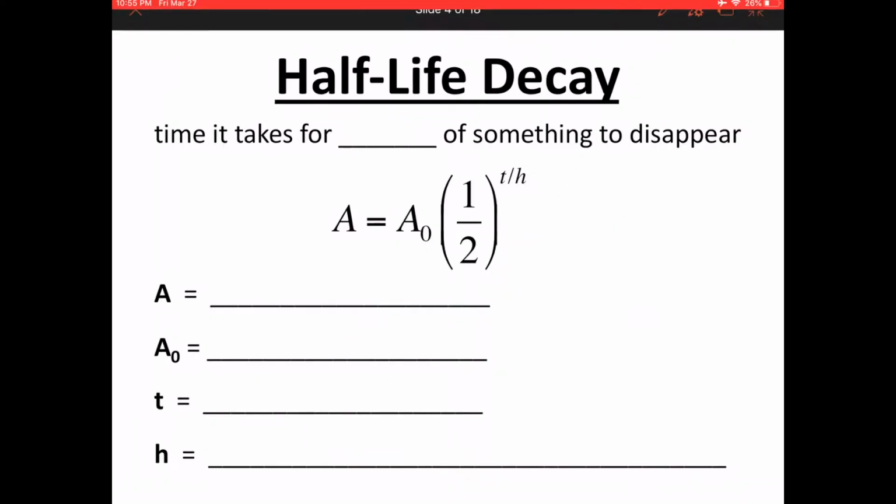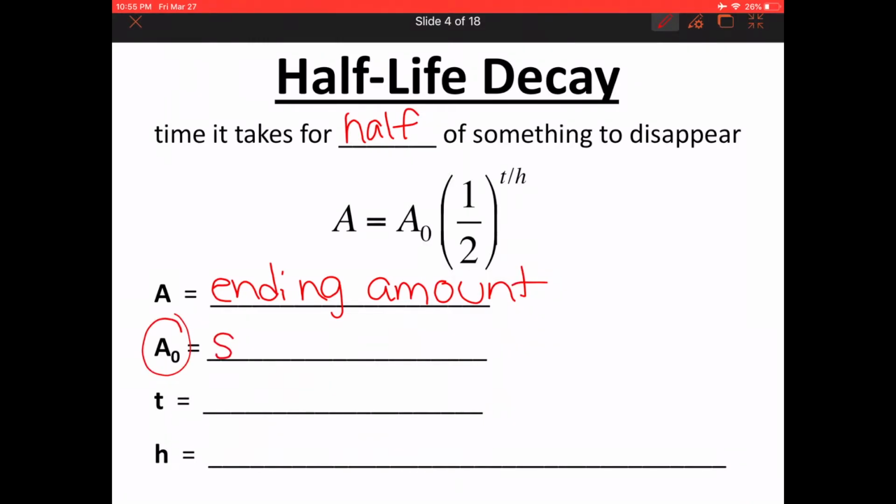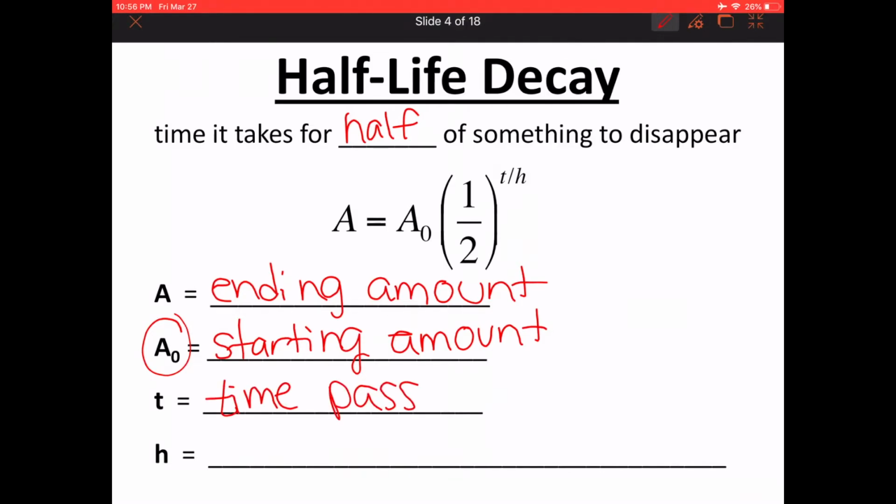My third and final equation that we will be using in this lesson is the half-life decay equation, and this is just the time it takes for half of something to disappear. So if you had 10 cookies, how long does it take for 5 of them to disappear? A is going to represent the ending amount. A sub 0, remember, no matter what equation we're with, always represents the starting amount. T represents the time that has passed. So if 10 years have passed, 20 years, 30 years, whatever that may be.